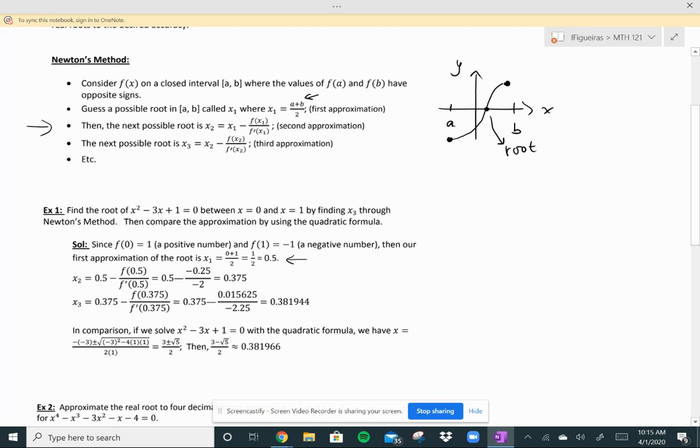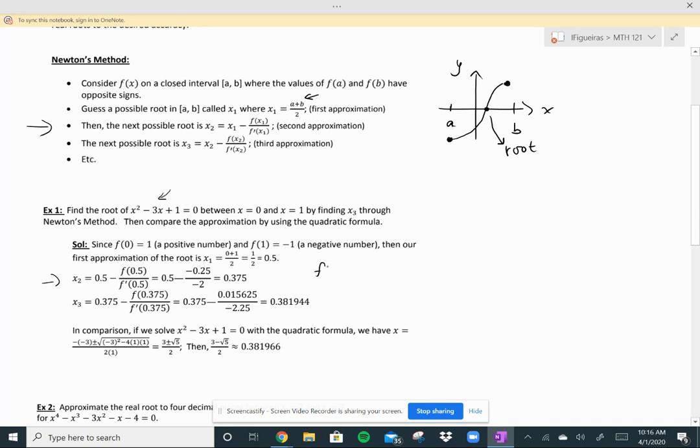And remember, the formula was what I stated up above. So now my second guess for the root is that x sub 2 is equal to 0.5 minus f of 0.5 divided by f prime of 0.5. Well, when you plug in f of 0.5, you're just plugging it into the original function, which is your parabola or your quadratic equation.